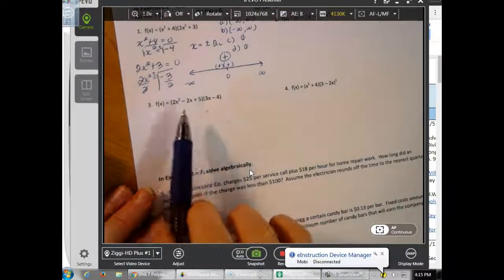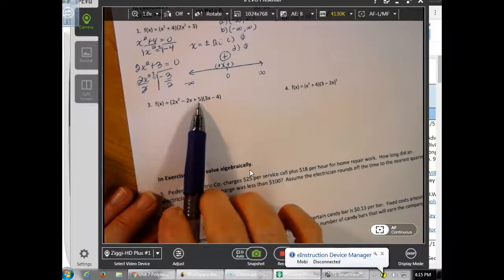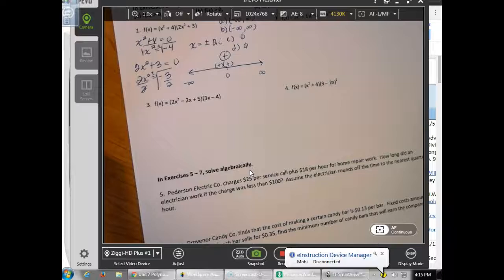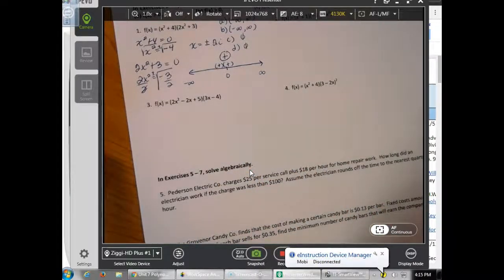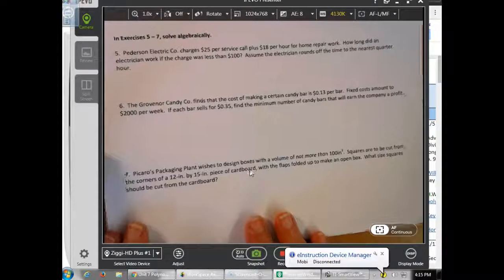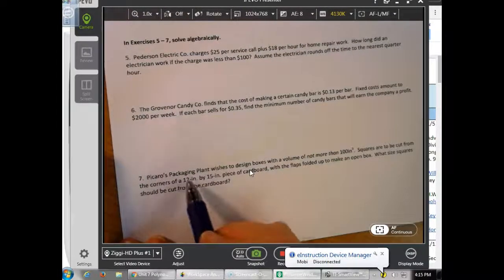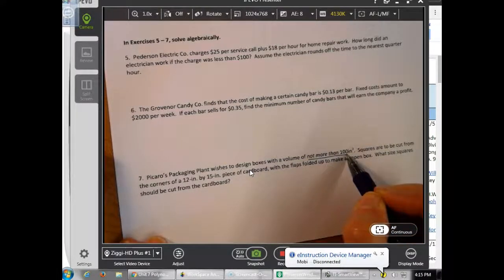Now, if you look at number 3 and glance at this first one, it's something that does not factor, so you're going to have to use the quadratic formula. You may or may not get real solutions. You'll just have to play around with that and figure out what's going on. So that's how you'll approach the top part. And then down at the bottom, I want to do number 7 with you to get you started on that one. So Picaro's packaging plant wishes to design boxes with a volume of not more than 100.